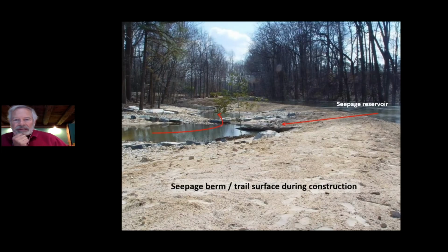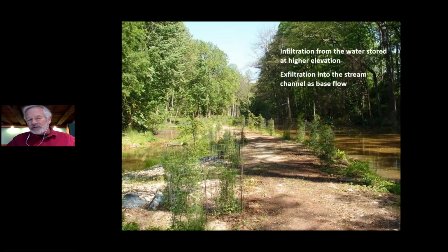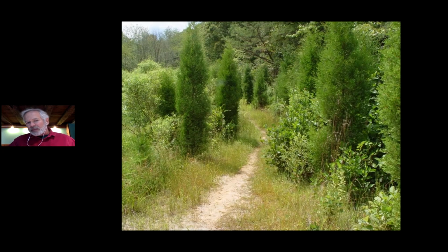So here's an image of a sand seepage system with the seepage reservoir on the right in this case, and if you look, that water surface is about 18 inches higher than the water surface in the stream on the left-hand side of the slide. So the gradient is the water moves through that carbon-rich sand bed and exfiltrates cleaner into the stream. This is that same site after it's been planted in a year. This is that same site after a decade.